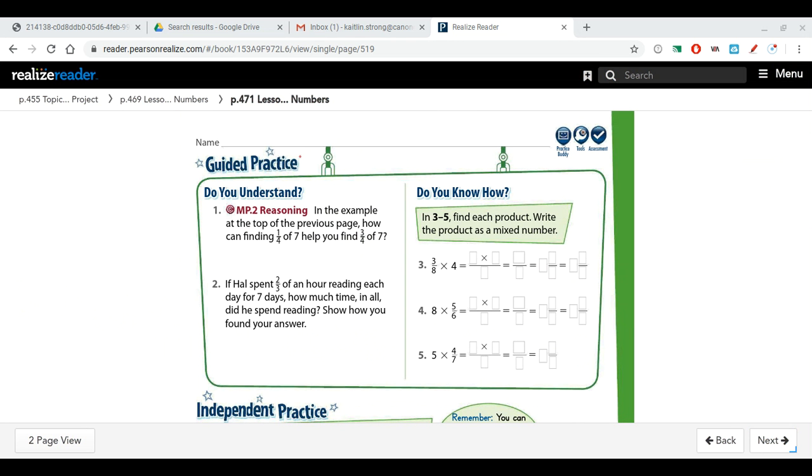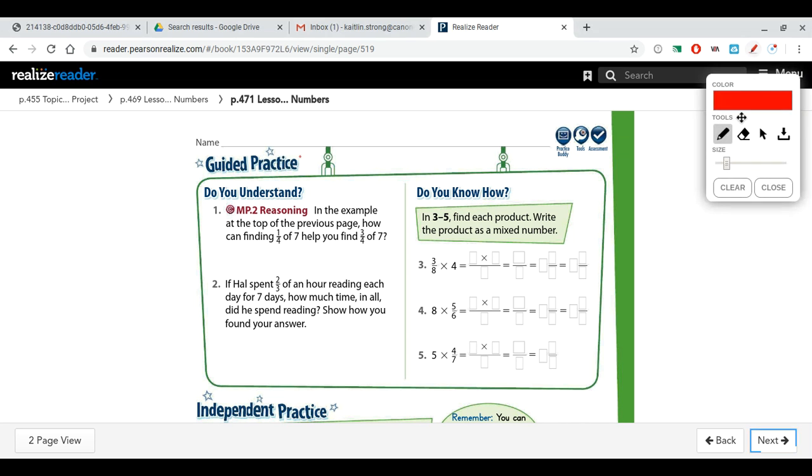Practice is an example on the top of the previous page. How can finding 1/4 of 7 help you to find 3/4 of 7? And so by finding 1/4 of 7, what we just need to remember is that 3/4 is 3 times 1/4. So that can help us to find what 3/4 of 7 is going to be.